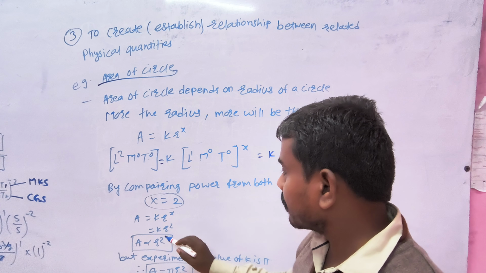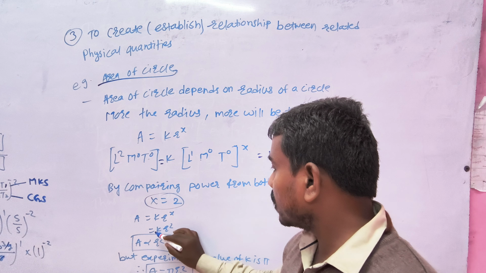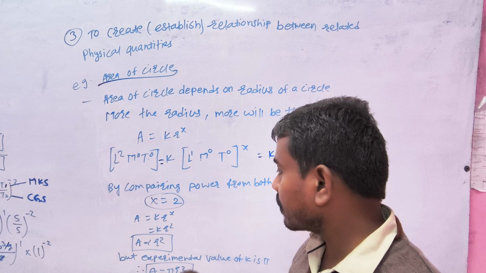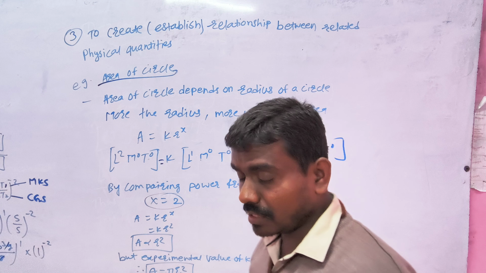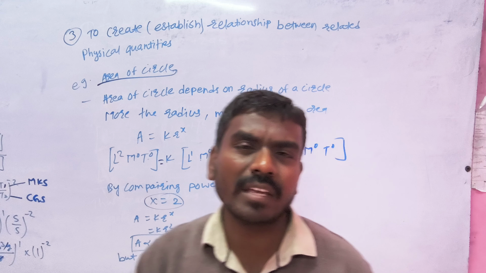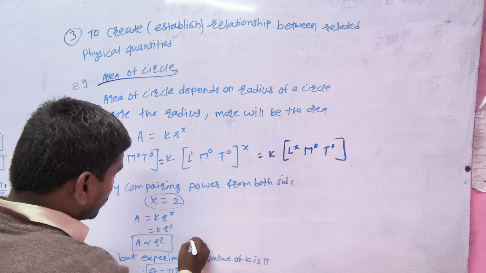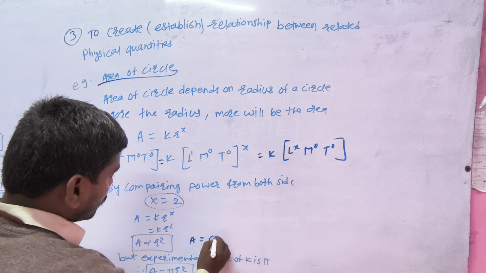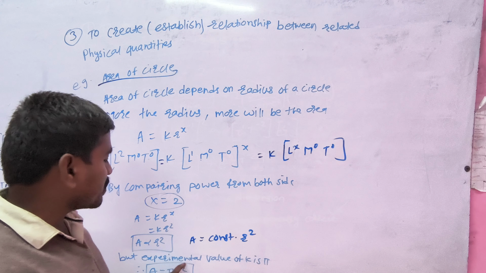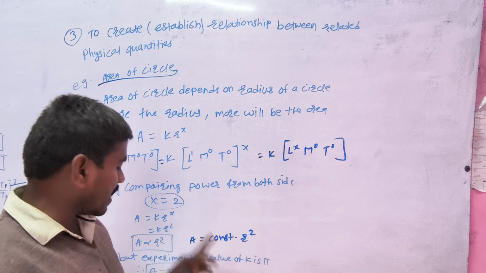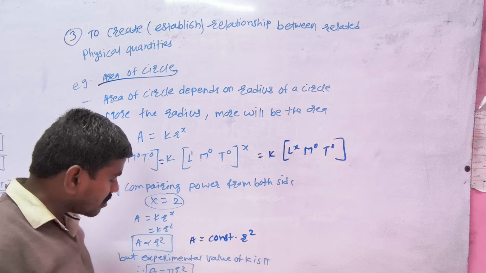So the relation is here. A is equal to k into r raised to x. So A is equal to k into r square. So that means area is proportional to r square. If radius is more, area is more. If radius is less, area is less. But we have to take a proportionality constant here. A is equal to constant into radius square. But experimentally the constant is pi. So area is equal to pi r square.